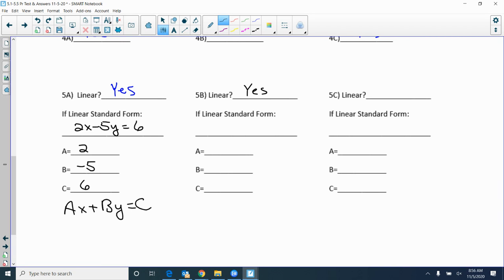That's it. I agree. And that's okay. So you can have that. Some people think, oh, I have to have a number there. Nope. So that is your standard form. Negative x plus y equals 0. That is our standard form.